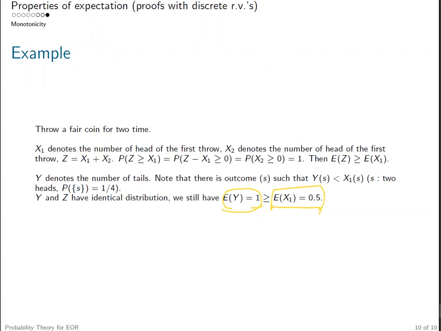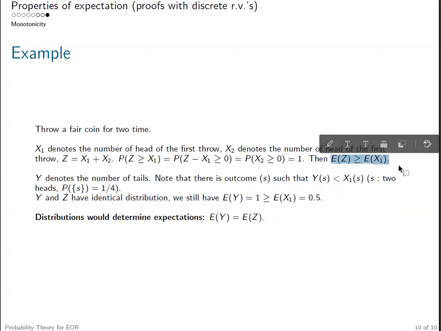This is because distributions determine expectations. Here we have expected value of y apparently equal to expected value of z because they have identical distribution. And because we have the expected value of z larger or equal to expected value of x1, we will also have the expected value of y larger or equal to the expected value of x1.